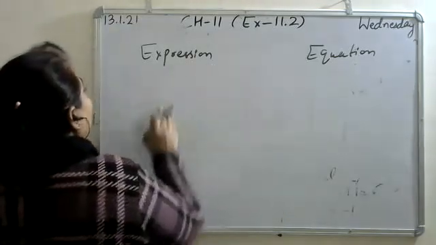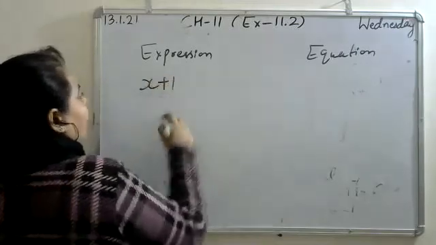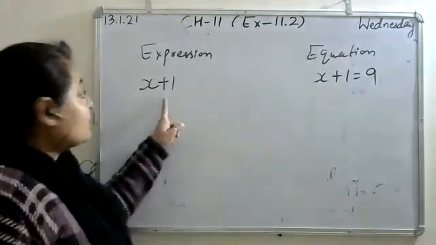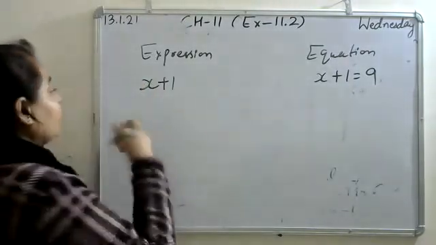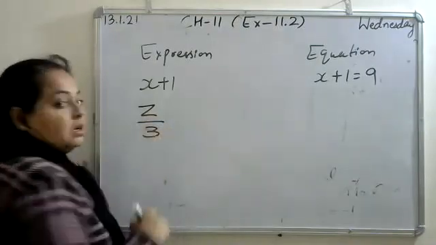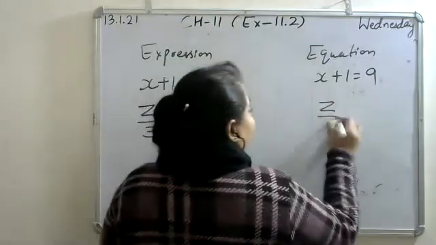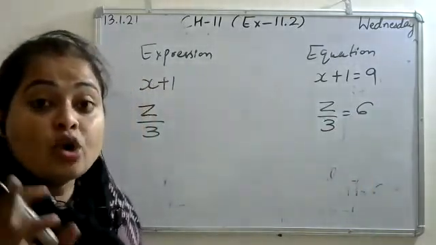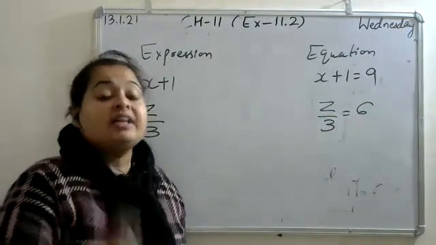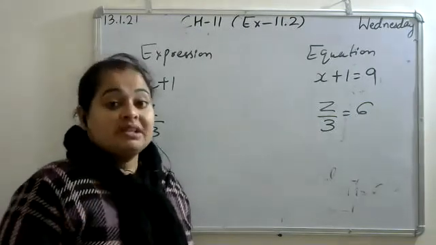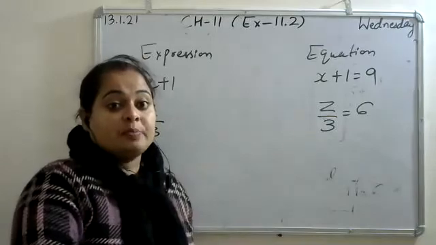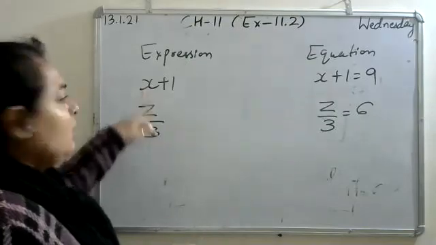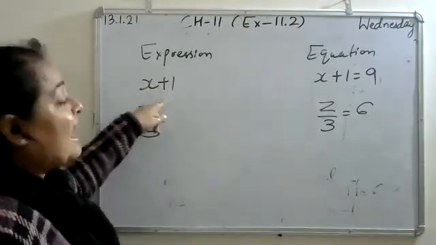Expression: if I am writing x plus 1, this is an expression. If I am writing z divided by 3, this is an expression too. But if I write x plus 1 is equal to 9, or z divided by 3 is equal to 6, this is an equation. The knowledge of this is very, very important. Very much compulsory. What is the meaning of expression and what is the meaning of equation? Expression means like this: add x to 1.